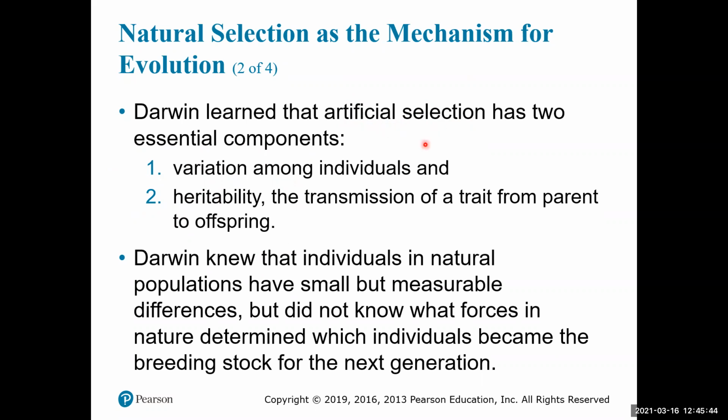So you have to have variation, you have to have heritability, and we can add another factor to this, a third factor. And that third component is there has to be fitness differences in those traits. So for example, one trait has to be more fit than another. If they're equal fitness, then there's not going to be any selection for either one of those. And so that trait's not going to be selected for.